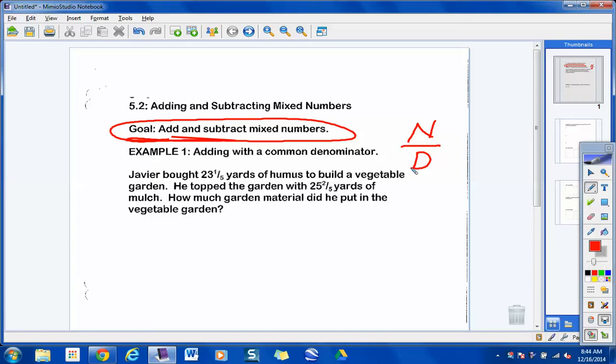Okay, guys, I think this problem is pretty darn easy. It wants to know how much total it put there. Now, would you guys agree that this is an addition problem? Yes. Take the amount of hummus, the amount of mulch, put it together. You guys think that's all you're doing right there? You think you got a solution for me already, Brandon? Yep. What's your solution? 48 3/5. 48 3/5. Okay, I agree with you.